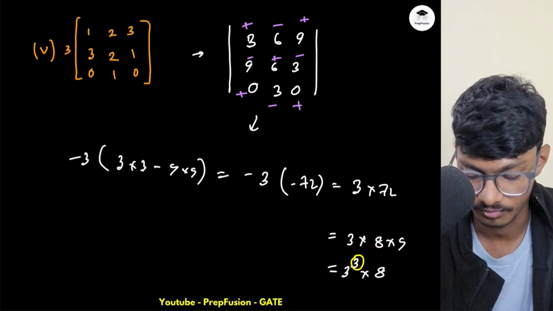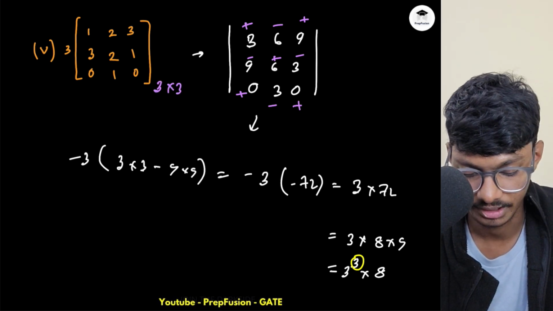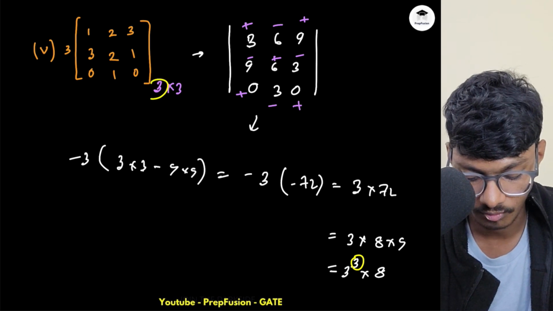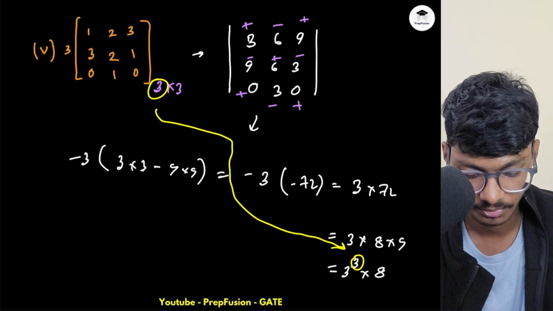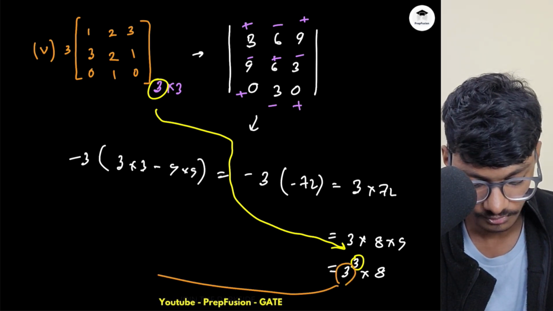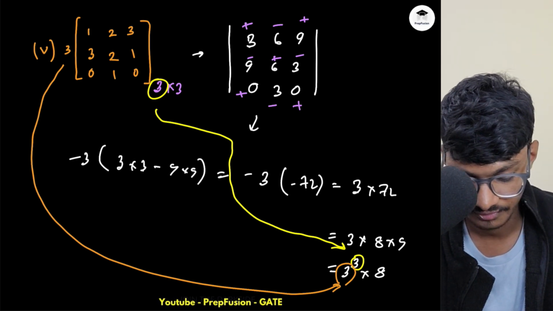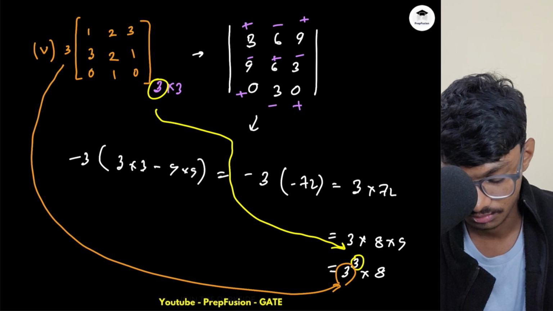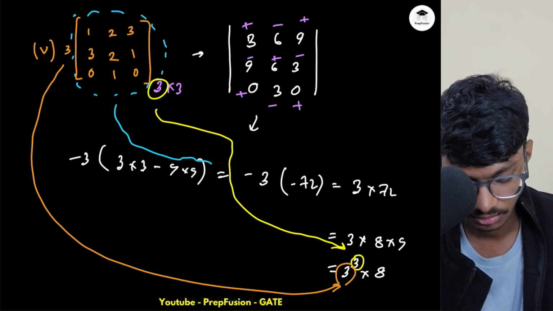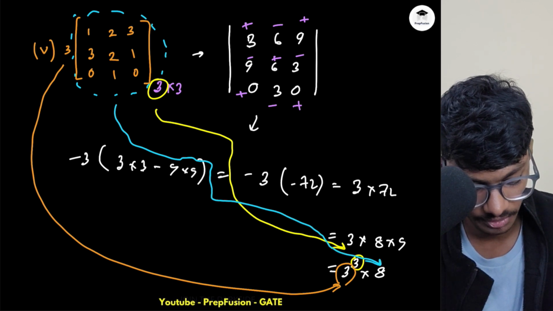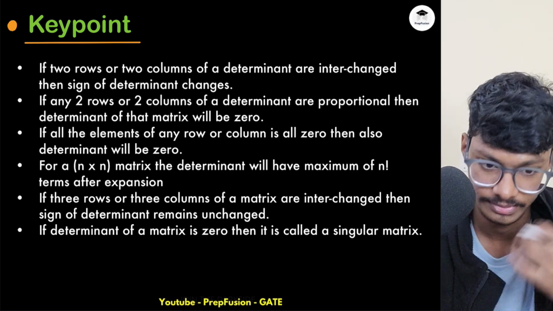Where does this cube come from? The cube comes from the order of the matrix. This is a 3 cross 3 matrix, so the power will be represented by this cube, and the multiplication term will come here. And obviously the previous determinant will remain, so some property of the matrix will remain. All this I have explained in these key points.